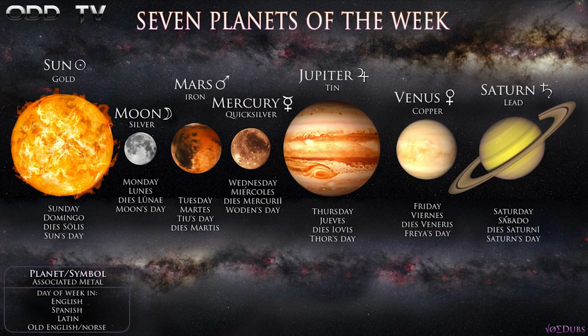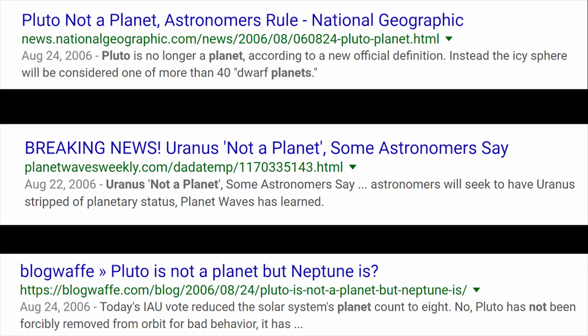You can find the planets of the universe encoded in our weekdays. Sunday is Sun. Monday is Moon. Tuesday is Mars. Wednesday is Mercury. Thursday is Jupiter. Friday is Venus. Saturday is Saturn. All 7 wandering stars are accounted for. You're probably wondering about Uranus, Neptune, and Pluto.